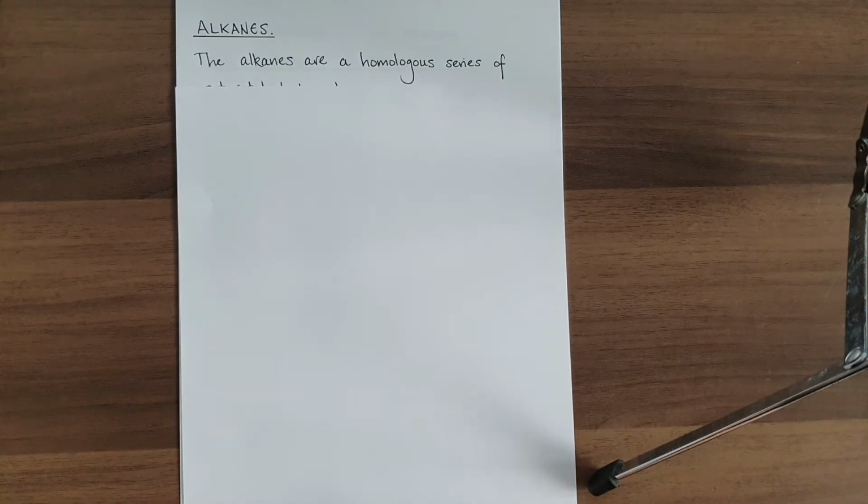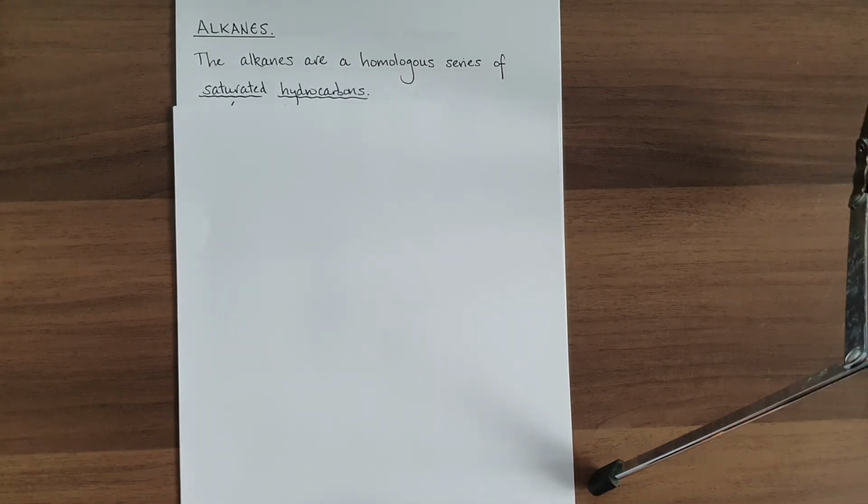Well, they are a homologous series, which, if you think back to the previous video, meant that they share a general formula and they have similar chemical properties. But more specifically, it's a homologous series of saturated hydrocarbons. So that's a couple of new words here. What do we mean by that?